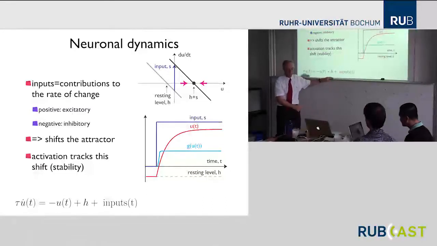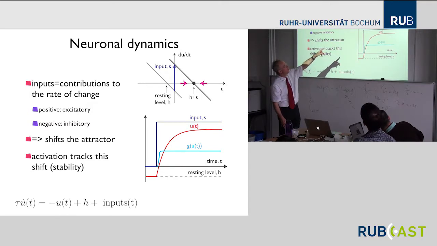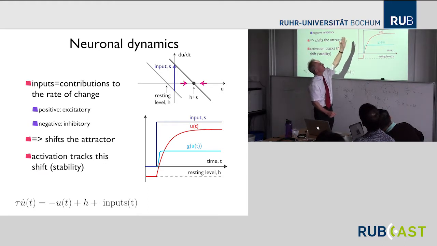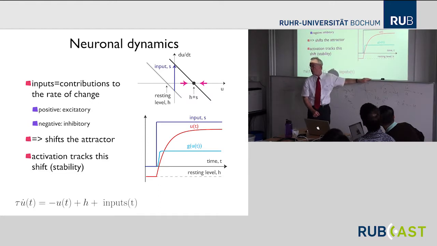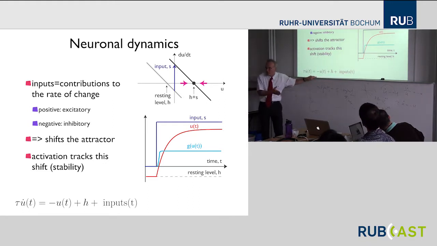So what makes your dynamical system actually go to that new attractor is the minus u term. If you're sitting at the resting level, you shift the dynamics up. Now you no longer have a fixed point there. Now you have a positive rate of change. So it's actually the destabilization term that moves you to the new attractor. We could also say it allows you to track the attractor. If you think of the attractor moving continuously in time, you're tracking it.